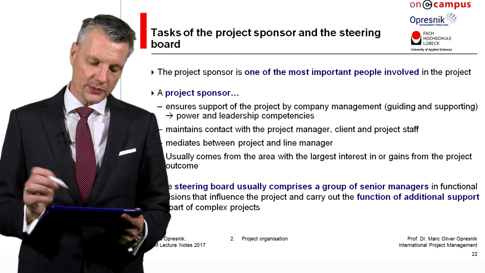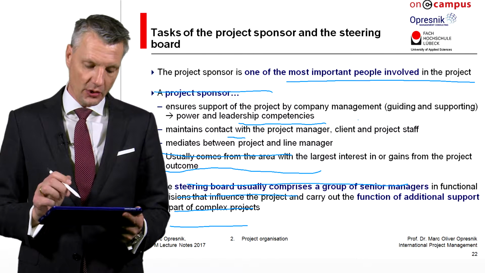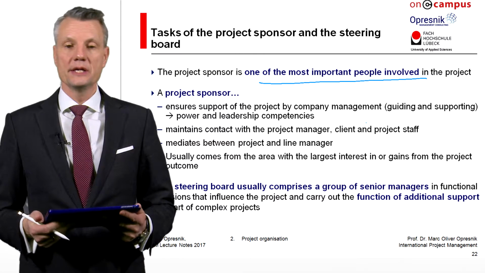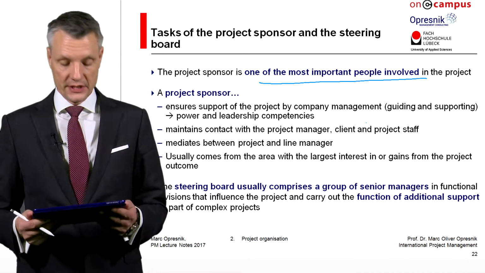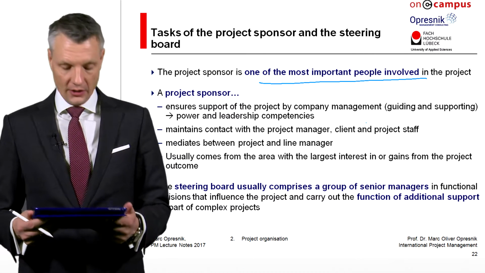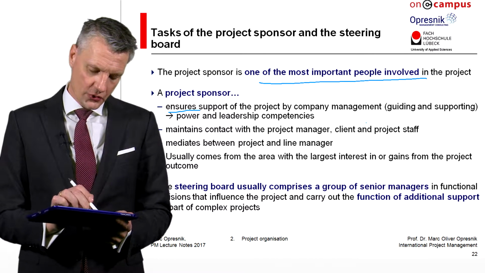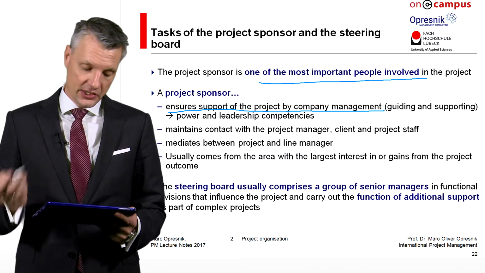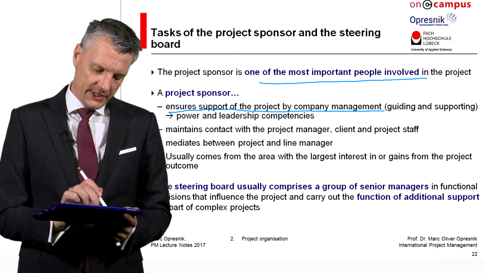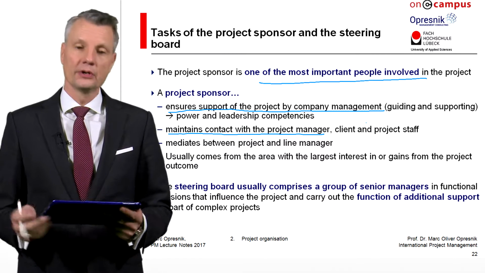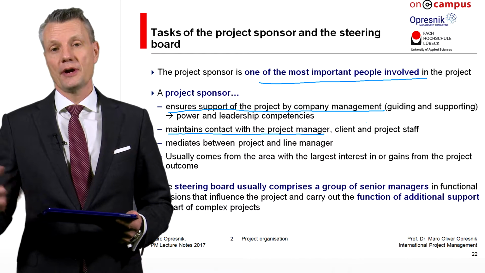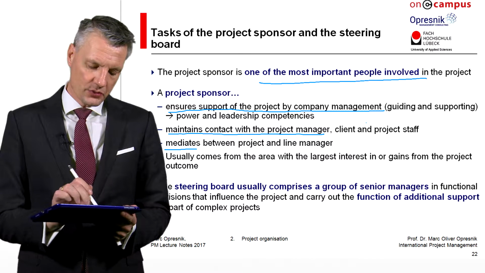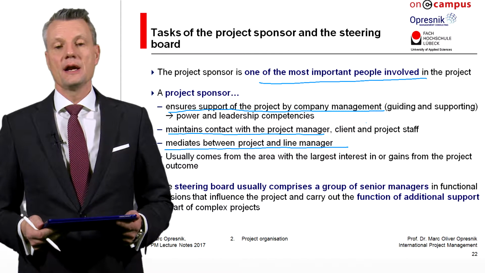So, the tasks of the project sponsor and the steering board. We touched base on that already. The project sponsor is one of the most important people involved in the entire project because he's the initiator of the project. He ensures support of the project by the top management, so also by the steering board, and he maintains contact with the project manager when it comes to issues in the framework of the project execution. He also mediates between project and line managers.